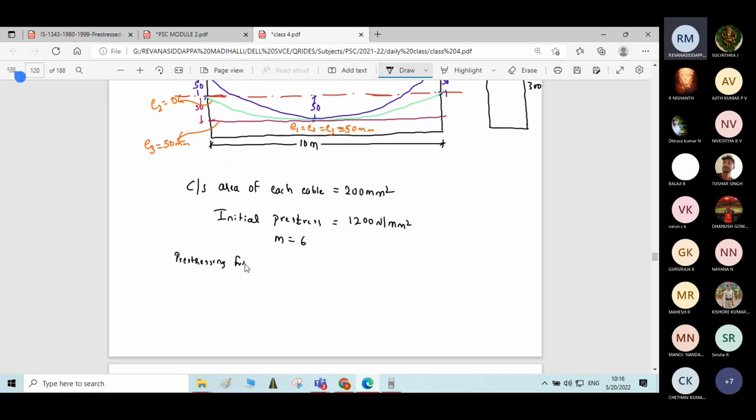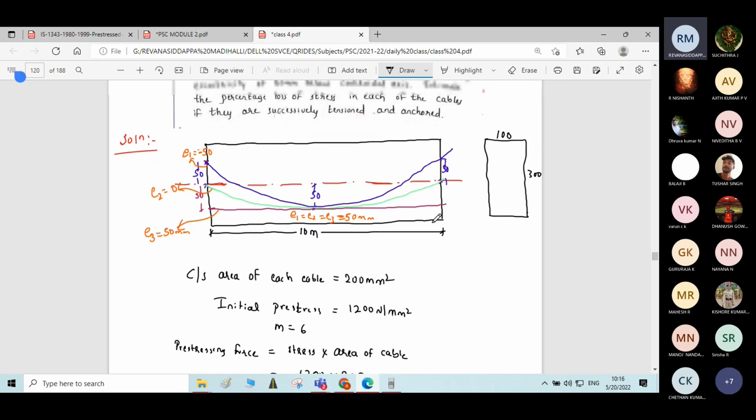Pre-stressing force is equal to what? Stress into area. Stress in the cable is given. Stress into area of cable. Stress in the cable is 1200. Area of cable is given as 200. Therefore, the answer you get is 240,000 Newton, or else 240 kilonewton.